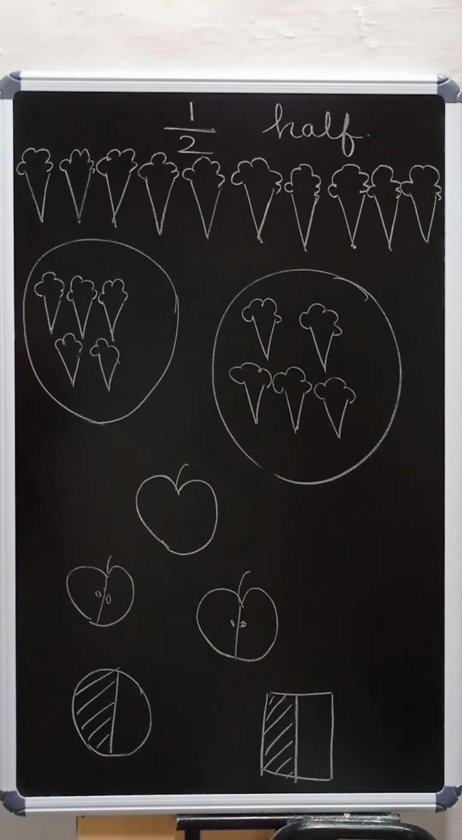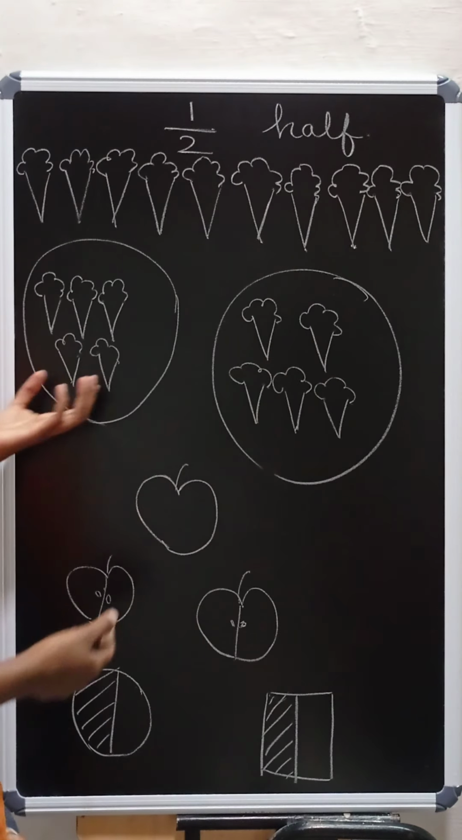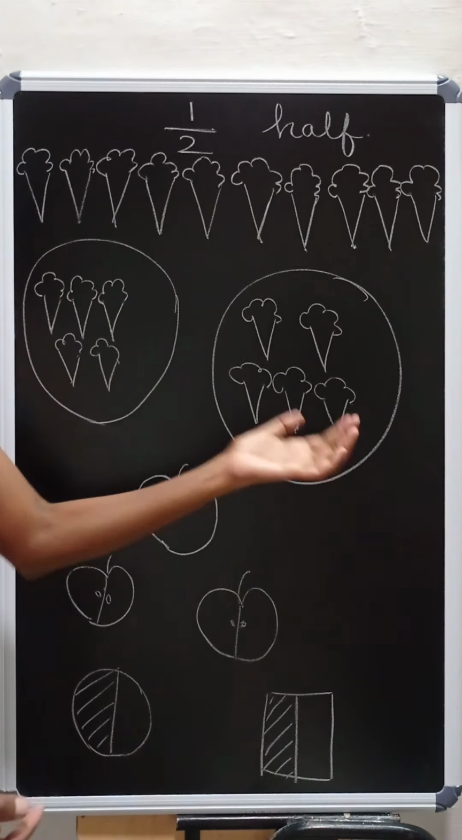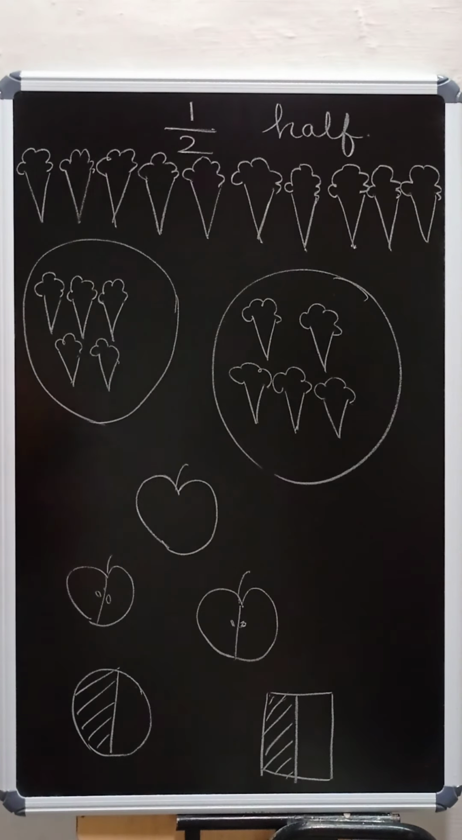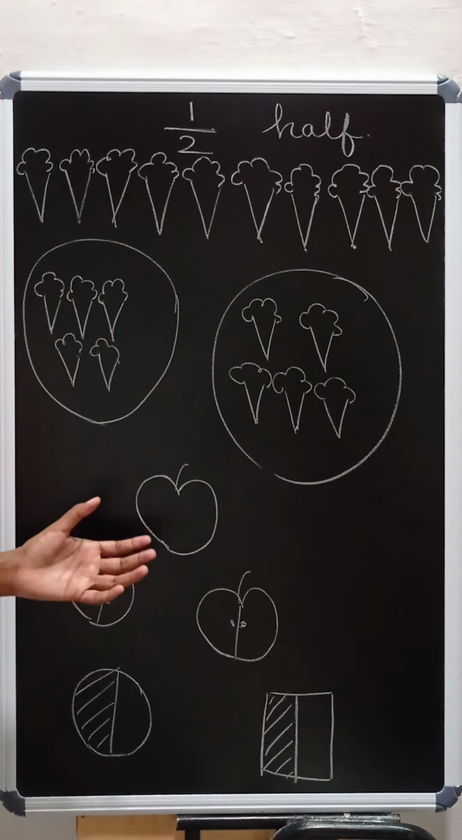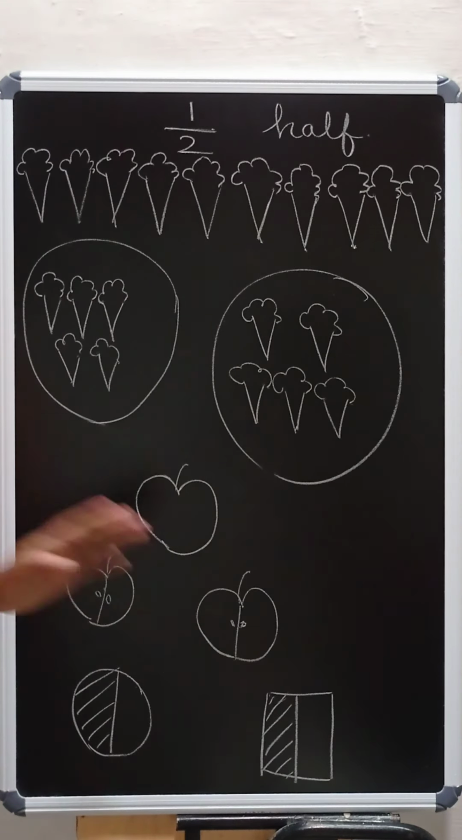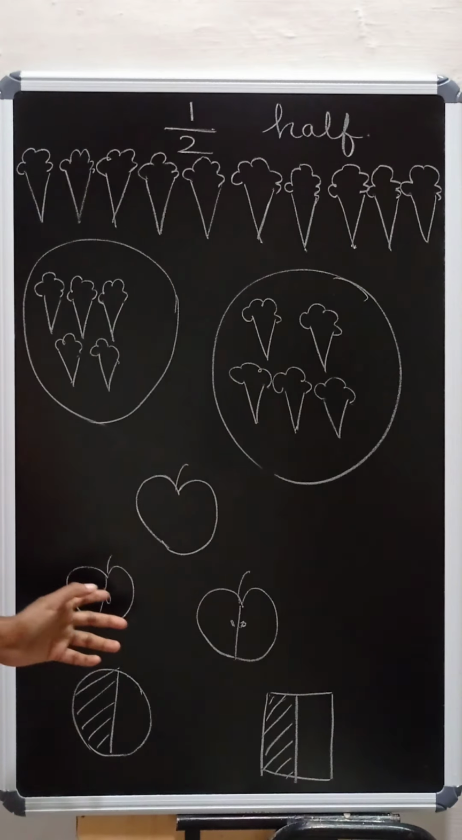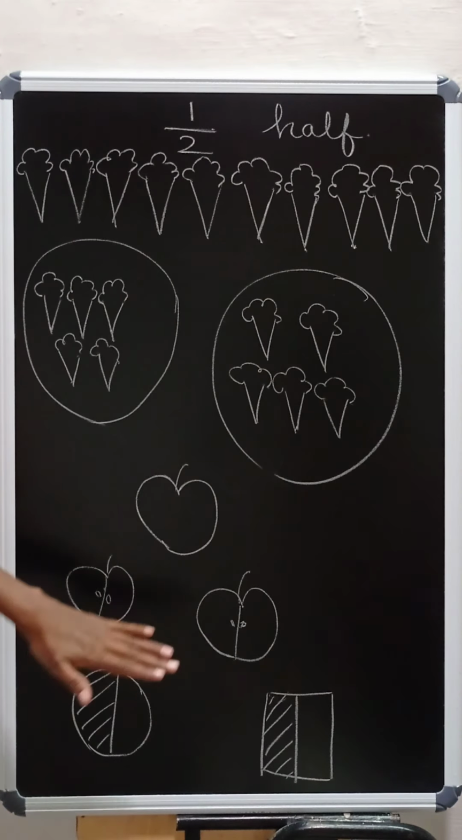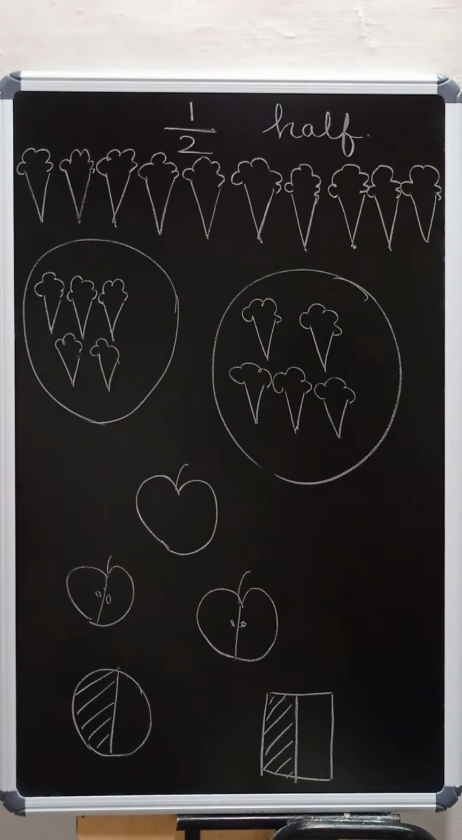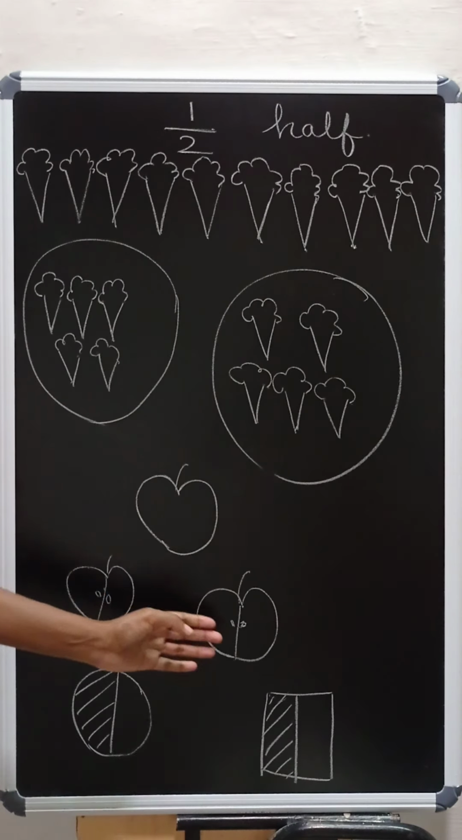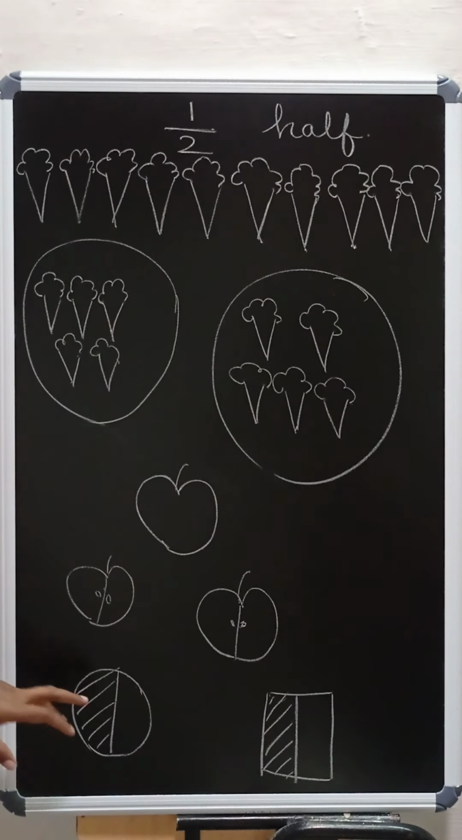Suppose you have 10 ice creams, you need to share it with 2 friends. So immediately you will take 5 ice creams for one friend and 5 ice creams for the other friend. You have an apple and you need to share it into 2 equal halves. So you will cut it vertically and you will share among 2 of them. So these are 2 equal halves. You will never cut the apple horizontally, because you won't get 2 equal halves. You will cut only vertically in order to get 2 equal halves.